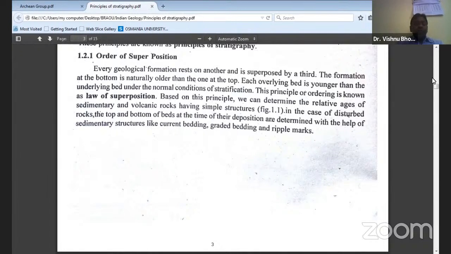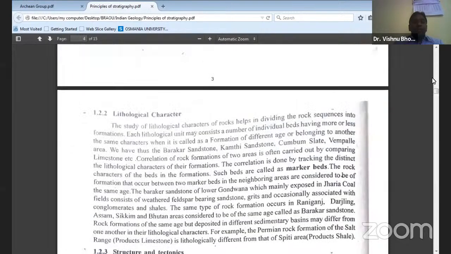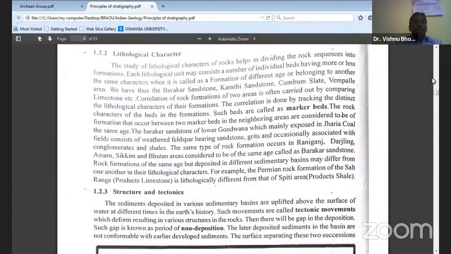And the next one is lithological characters. Yes, definitely, it is speaking about the lithological characters also. For example, Barakar sandstone or Kamthi sandstone or Kumbal slate, etc. And it also tells what type of animals lived at that time, and it gives us that information.